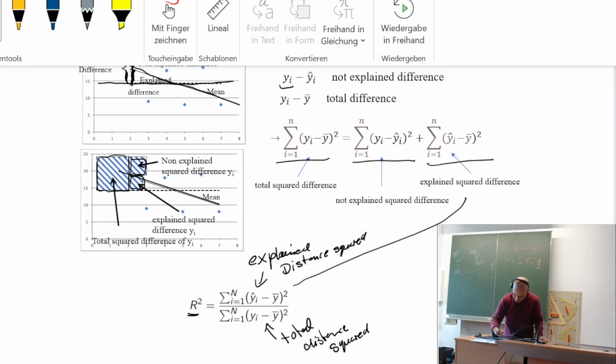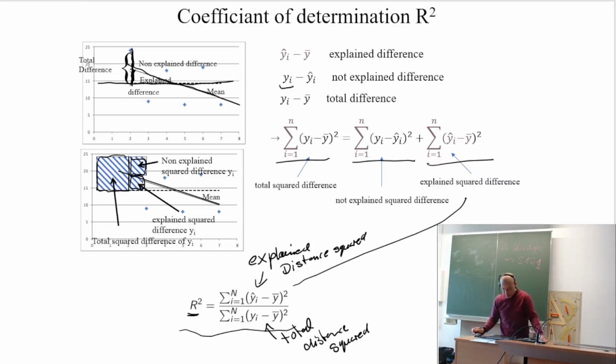We can interpret it as, so to speak, what we can explain with our regression model relative to the total dispersion with respect to the mean. So if we obtain, for example, a coefficient of determination of 0.7, then we can interpret this as that with our linear model, we can explain 70% of the dependence between the two variables.